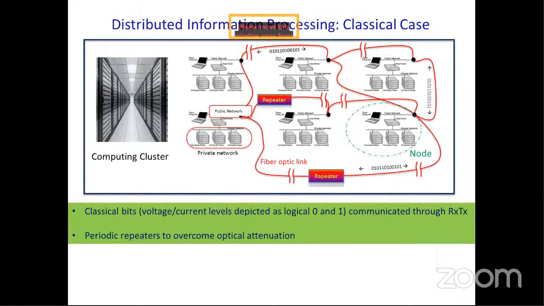Now, if we look at the classical case of distributed information processing, you have different clusters located physically in different locations, and then they are all connected with some fiber link where your classical bits are transmitted from one node to the other. And if these are physically very far away, then you have classical repeaters where you just amplify the signals, the logical 0 and 1 that are going over an optical fiber.